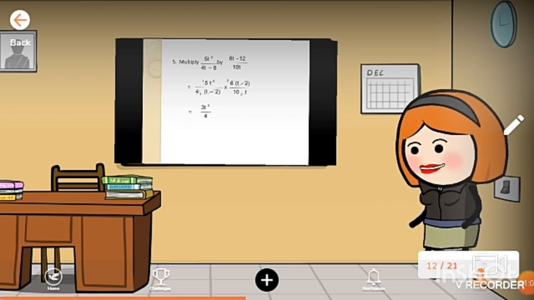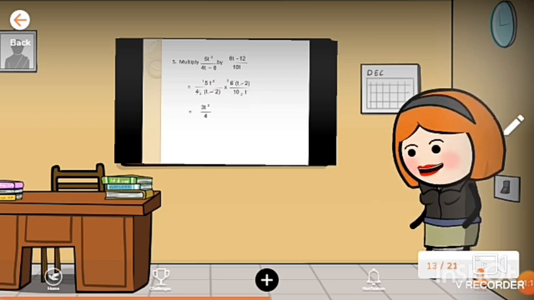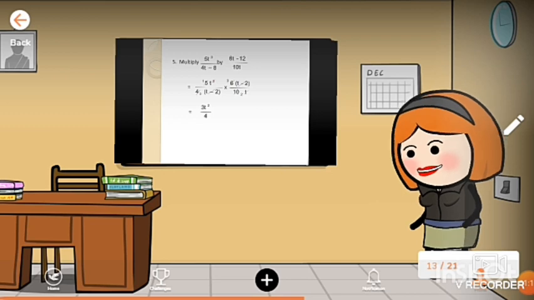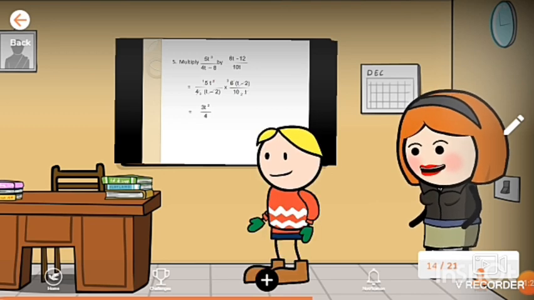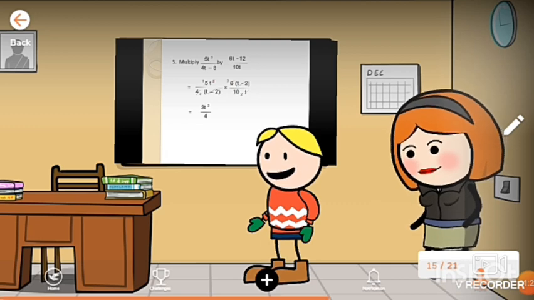So after taking 4 as common outside, we'll have 4 into t minus 2. Now we'll see whether we have common factors or values. If we have common factors, we can cancel them. Can anyone say whether we have common factors here? t minus 2 is common in the numerator and in the denominator, so we can cancel them.